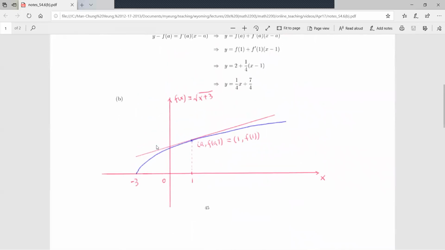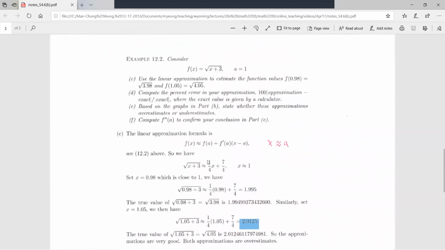This blue curve is the graph of the function. At the point 1, the graph is concave down. Second derivative less than 0 at 1. Concave down at 1. Because the graph is concave down, therefore the tangent line at 1 lies above it. So use the tangent line to estimate the graph. The estimate is an overestimate. This is confirmed.